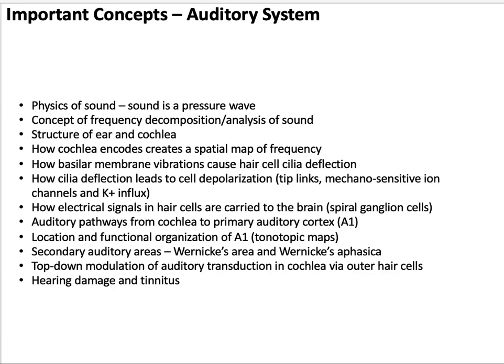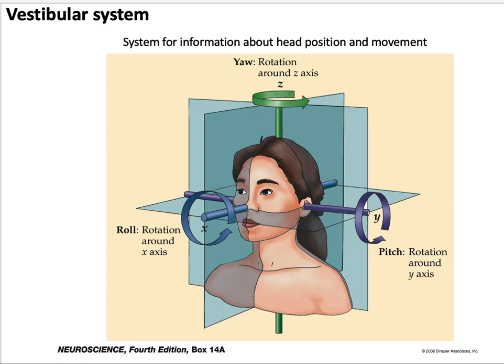Okay, so this is a summary of the important concepts for the auditory system, and now we're going to shift over quickly to the vestibular system. So the vestibular system is information about head movement, and so there will be systems for rotational movement in 3 different axes, and this takes the same nomenclature as boats and planes. So we have pitch, yaw, and roll, and these are the corresponding axes.